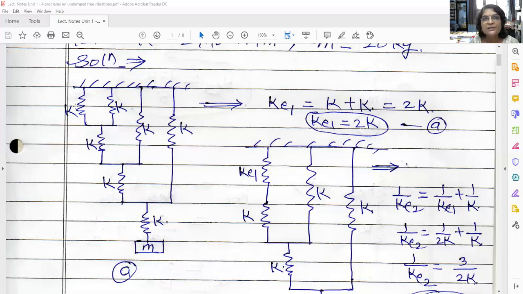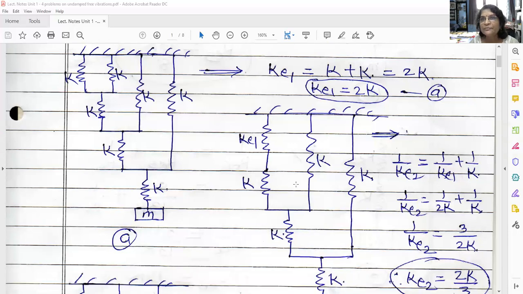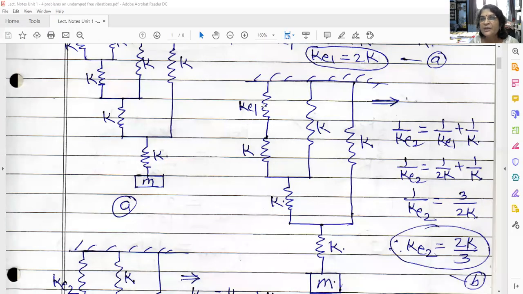Okay. So instead of these two springs, now in the next diagram, I will draw only one spring that is of equivalent stiffness. Okay. So this is diagram B now. See here. This is the spring of equivalent stiffness, that is Ke1. Okay. Now in this diagram, let us combine these two springs having stiffnesses Ke1 and K. Now these two springs are connected in series. So how to find out their equivalent stiffness? We know the formula. 1 upon Ke2 is equal to 1 upon Ke1 plus 1 upon K.